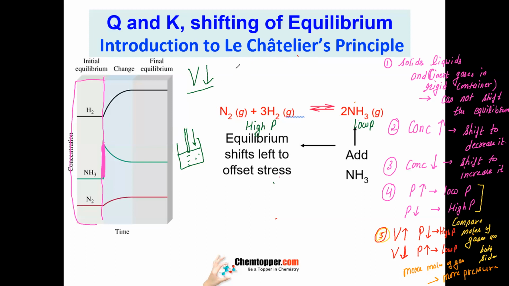So when volume is decreased, what happens to pressure? Pressure increases. As pressure increases, in which direction would your equilibrium like to shift? In the direction of low pressure. Now check your system, this system has which direction with low pressure? Ashwin is right. It will shift to the right. Yes, Ritika.